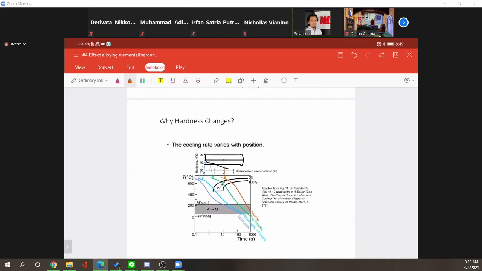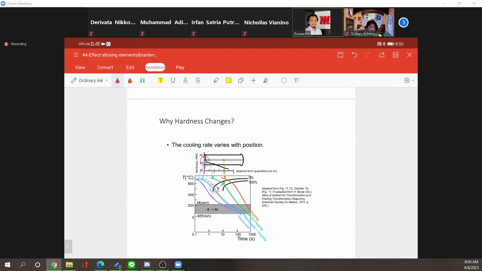And probably you already predict why the hardness changes: because the cooling rate changes, and because the cooling rate changes at every point, it will give you a different microstructure. For example, at the edge here, it will be a very fast cooling rate, and what you have is martensite. But a little bit far away from the edge, you have the blue one, and there is a little bit of pearlite here because there is pearlite formation. Therefore, the hardness is a little bit lower.